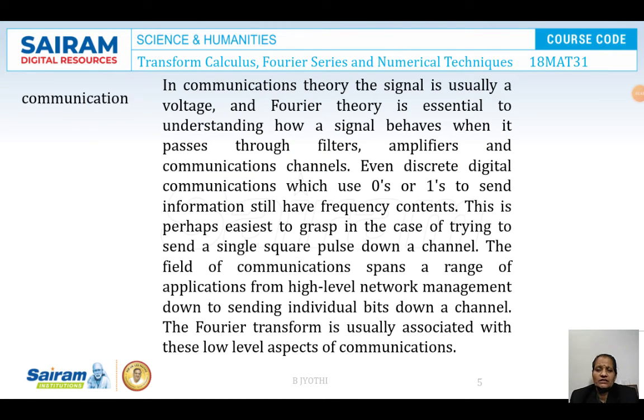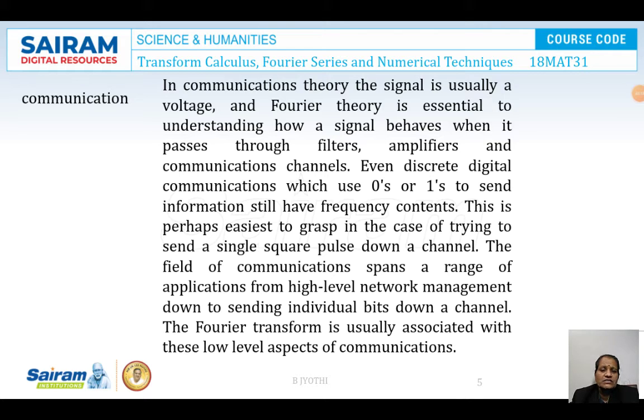So, communication. In communication theory, it is usually a voltage, and Fourier theory is essential to understanding how a signal behaves when it passes through filters, amplifiers and communication channels, because when we do communication, how it is exactly useful and how the signal will behave, all this will be dealt with.